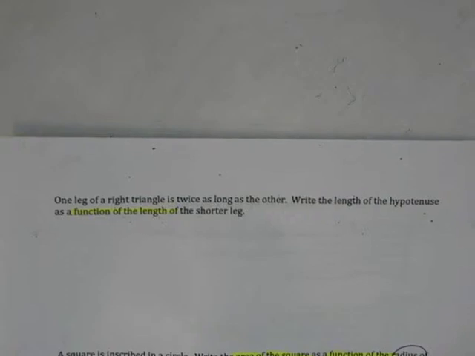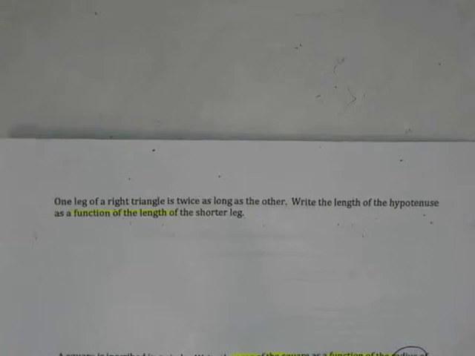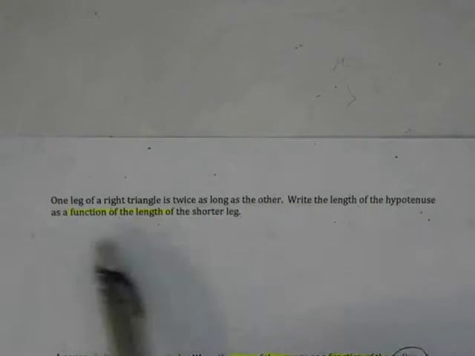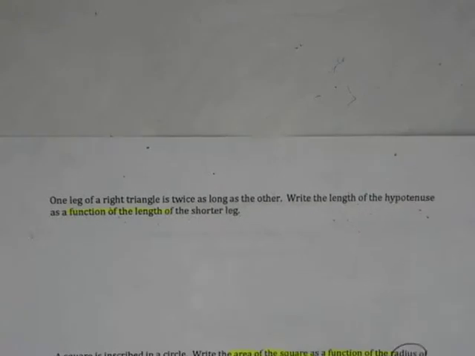Let's look at the first one. It says one leg of a right triangle is twice as long as the other. Write the length of the hypotenuse as a function of the length of the shorter leg. And I've highlighted the phrase "function of the length of the shorter leg" because that's what we're asked to solve here. We should end up with a function as our answer, not anything else. We're not looking for a particular number.